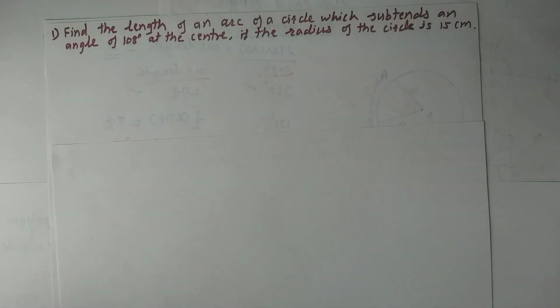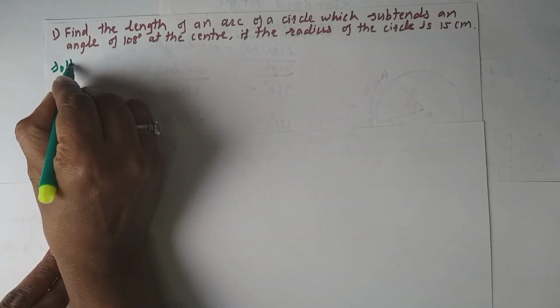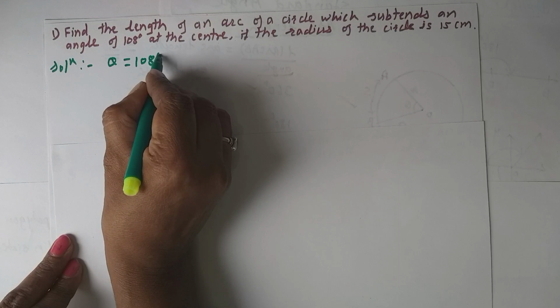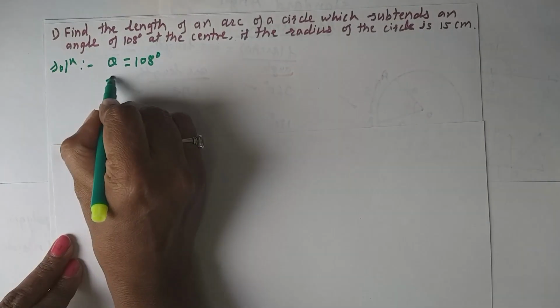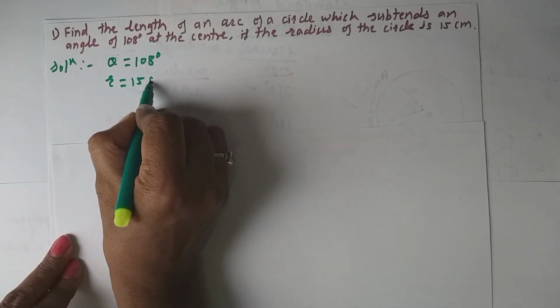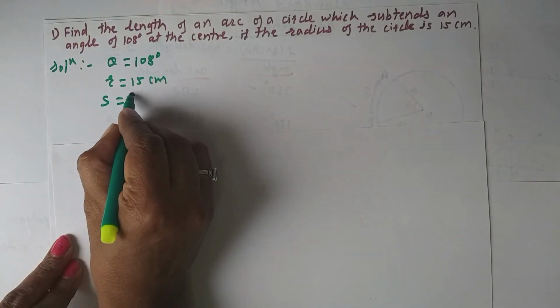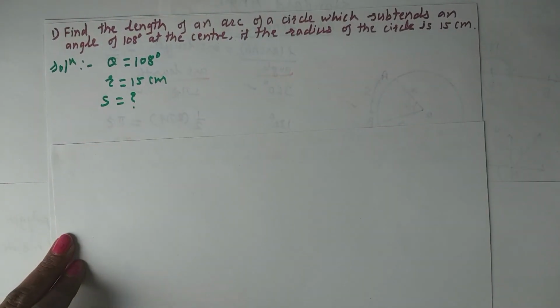Find the length of an arc of a circle which subtends an angle of 108 degree at the center if the radius of circle is 15 centimeter. In the solution, you write down theta is equal to 108 degree. It is given. R is equal to 15 centimeter. It is given. And I have to find arc length, that is, I have to find S.